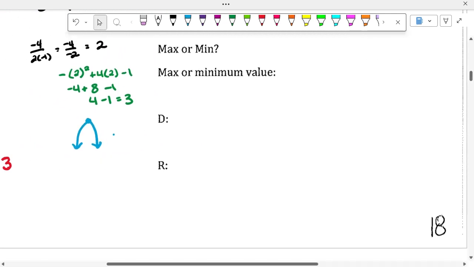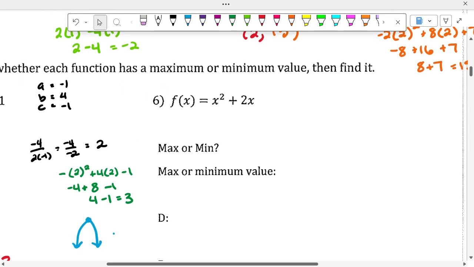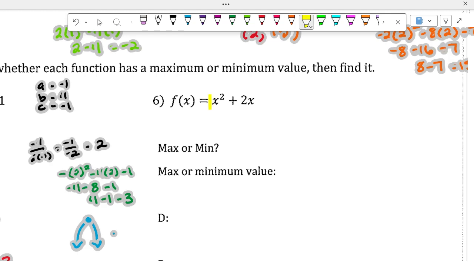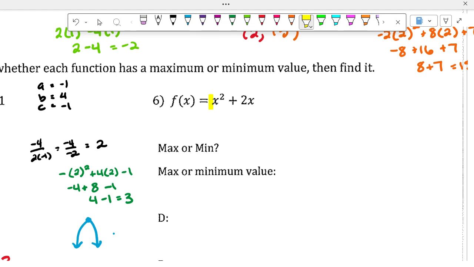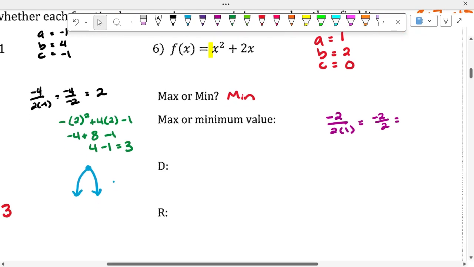All right, last one. All right, so based off of the a value, is this going to be a max or a min? It's going to be a min because my a coefficient is just 1. It's positive. So we have a minimum. So now I need to find my minimum value. So I got to do negative b over 2a. A is 1, b is 2, c is 0. So if I plug it into the formula, I have -2 over 2 times 1. So that's -2 over 2. What's -2 divided by 2?